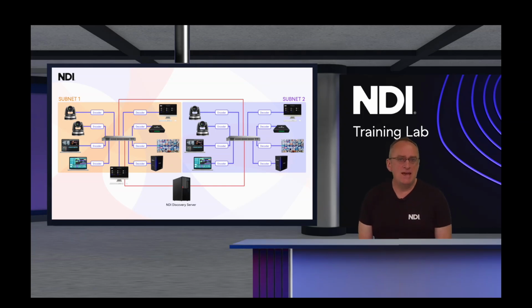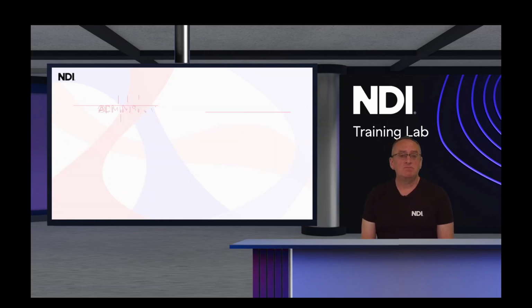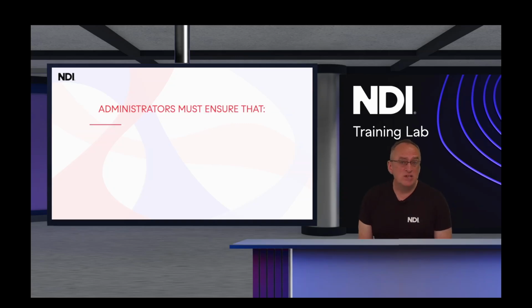This replaces mDNS with a unicast-based discovery model, allowing devices to register and discover each other across subnets without requiring multicast routing. Unlike other AV over IP systems, NDI doesn't require additional clock synchronization or domain management services at Layer 3. However, administrators must ensure that the discovery server is reachable by all NDI devices over IP.